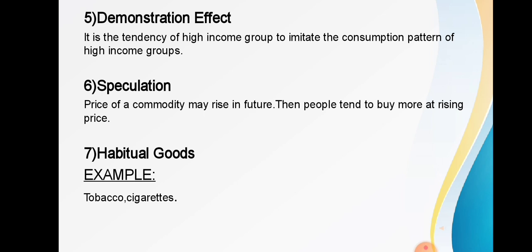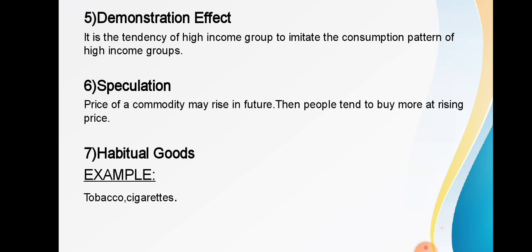Next one is speculation. What is speculation? When people speculate a change in the price of the commodity in future, they expect that in future the price is going to change. They may not act according to the law of demand. If they hope that in the future the prices are going to change, in the present they are not going to behave as per the law of demand.